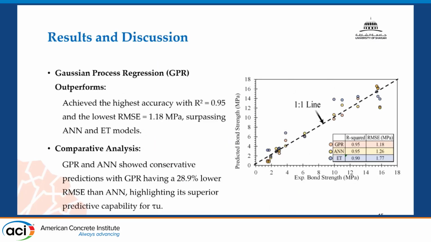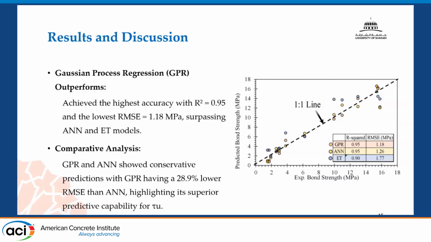All right, and then we come to results and discussion, and he's showing in here 3 different steps. One step in here is the Gaussian process regression, and she's indicating that it outperforms and achieved the highest accuracy with an R-square value of 0.95, so it seems to be pretty good, getting closer to 1. The lowest RMS value of 1.18 megapascal, and it is surpassing the models ANN and ET.